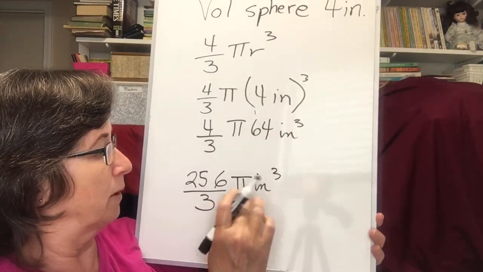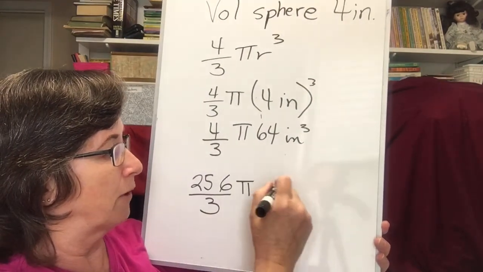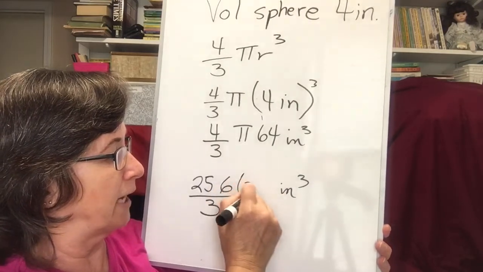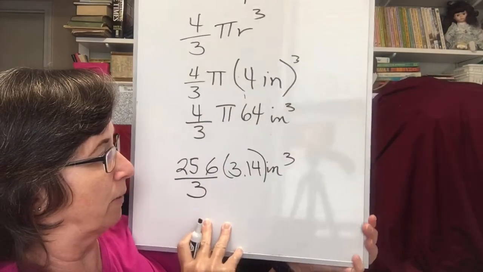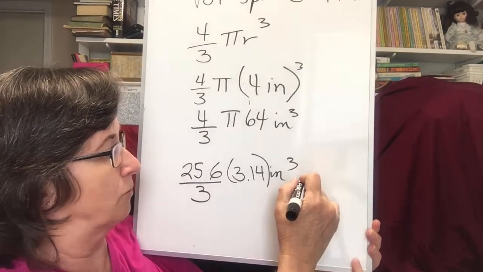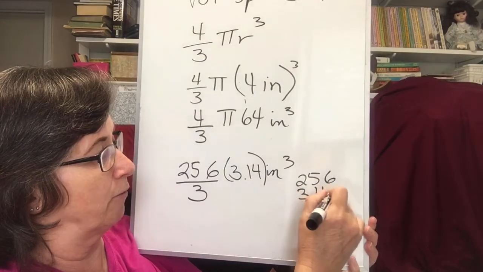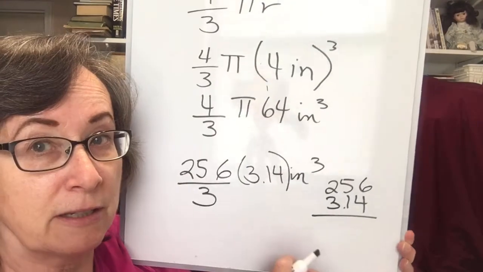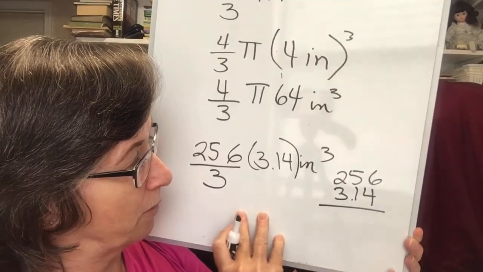Okay, so we're going to go ahead and slide in. We'll move our inches cubed down. We'll change this to a 3.14. And we're going to come over here on the side and do 256 times 3.14. See if I can get that a little closer. I've got a shine on my board from the window.